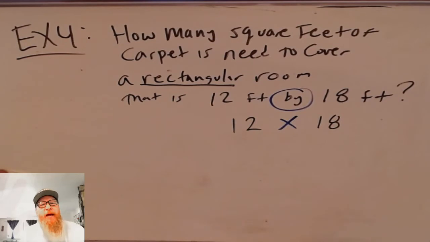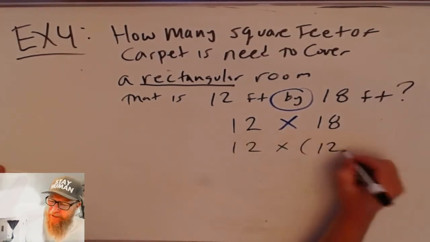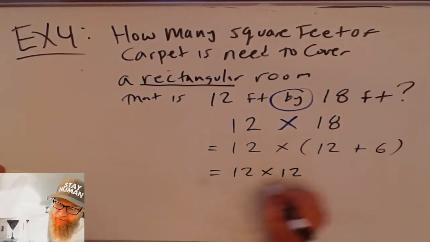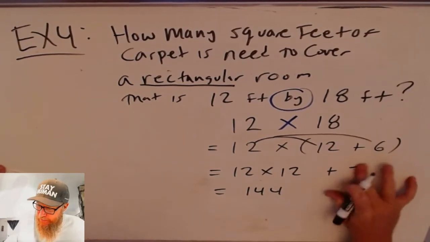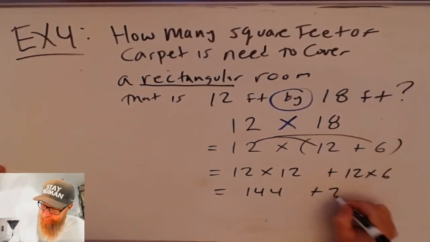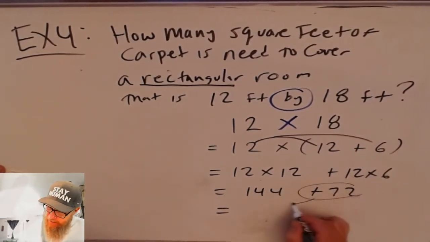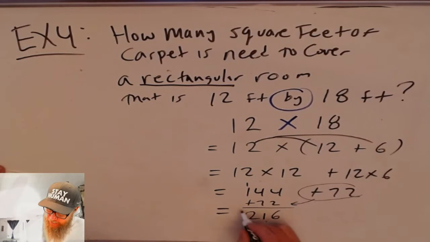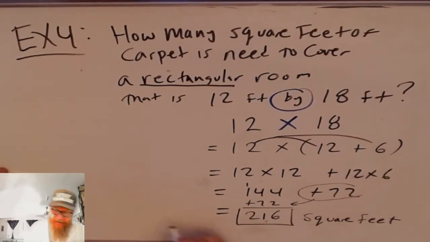You could try that with mental math. I didn't memorize my products up to 18, but I do know 12 times 12, and I do know 6 times 12. So 12 times 12 is 144, and 6 times 12, 72. So I've got 144 plus 72. Let's just go ahead and put that under here. So you're going to get 216 square feet. That would be the area.